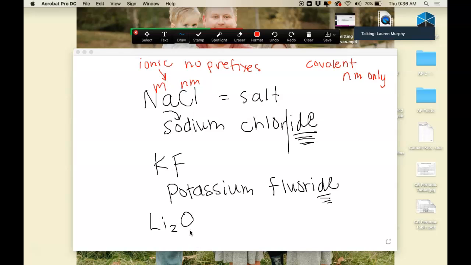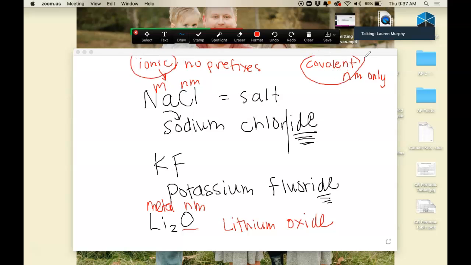Okay, Li2O. Do I call this dilithium? I do not. Why? This is a metal. Oxygen is a nonmetal. So I don't use prefixes ever. I just name it lithium, and then this is oxygen, so oxide. No prefixes for ionic. Hopefully you can see how this can get confusing, remembering when to use prefixes and when not. That is completely based on whether the compound is ionic or covalent. So you need to know what it means to be ionic and what it means to be covalent. So lithium oxide.